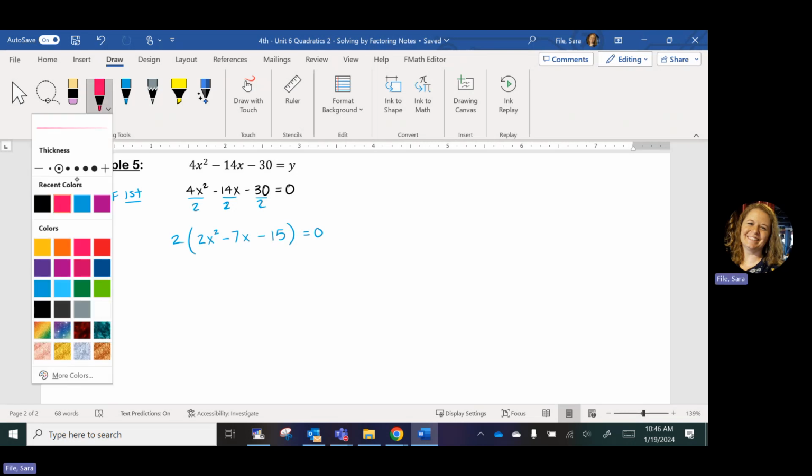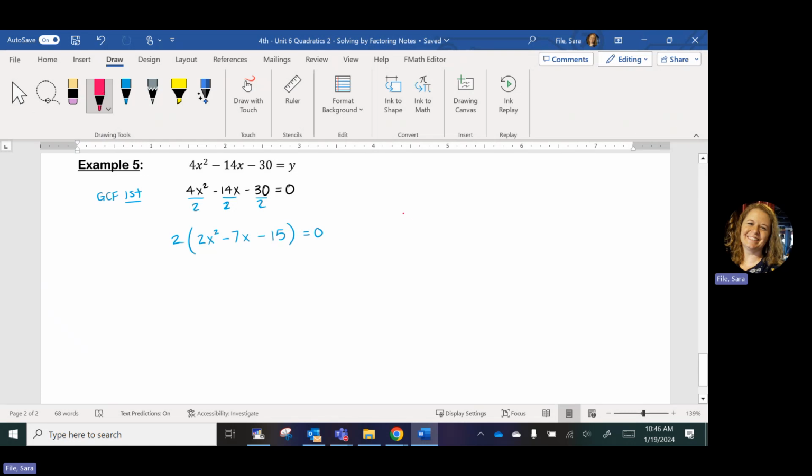Whether you're doing grouping or box method, you probably want to start with your x. Remember where we put a times c in the top and b in the bottom? Remember this is a, b, and c here. So what is a times c? Negative 30. And b is negative 7. And I'm asking myself what multiplies to negative 30 but adds to negative 7.